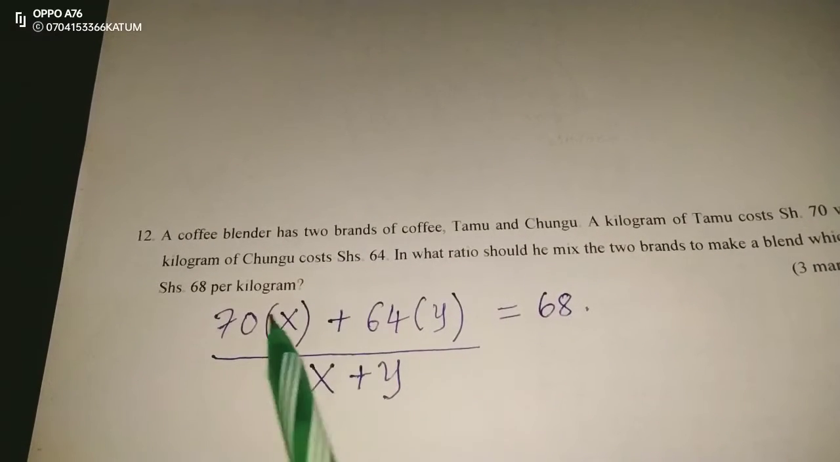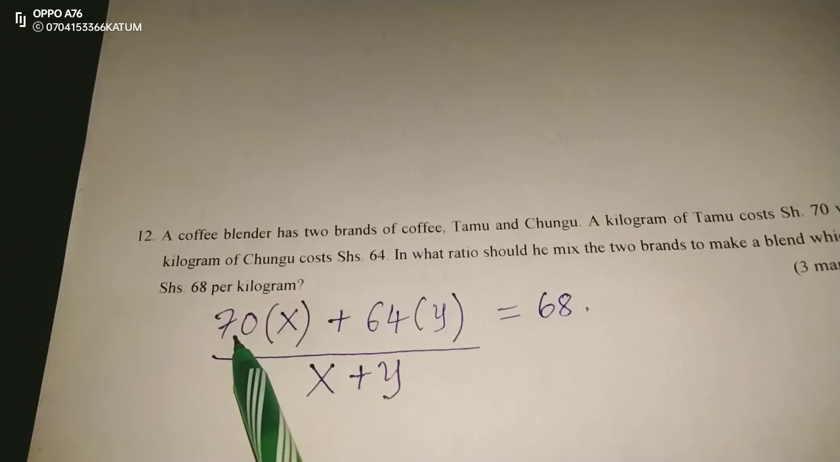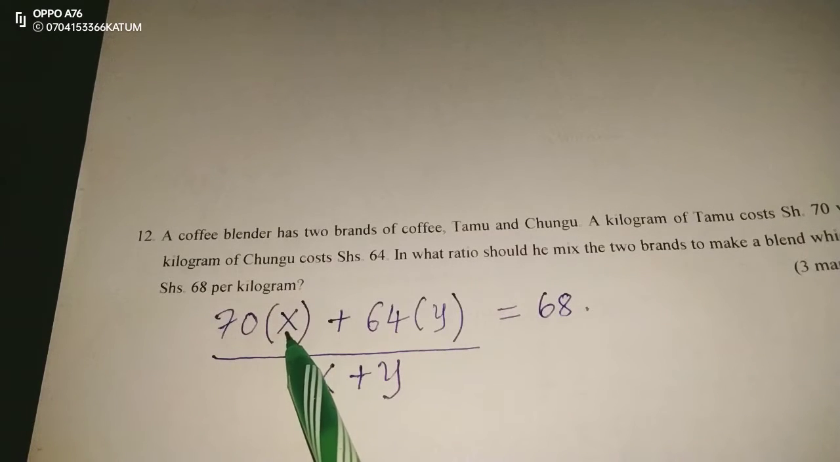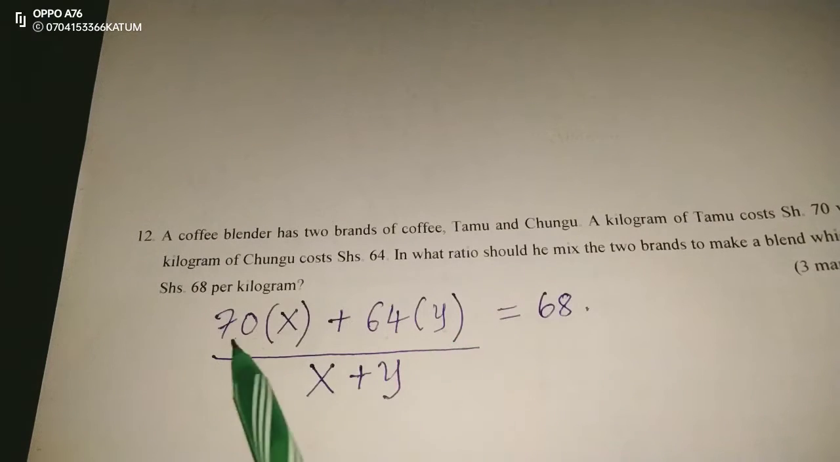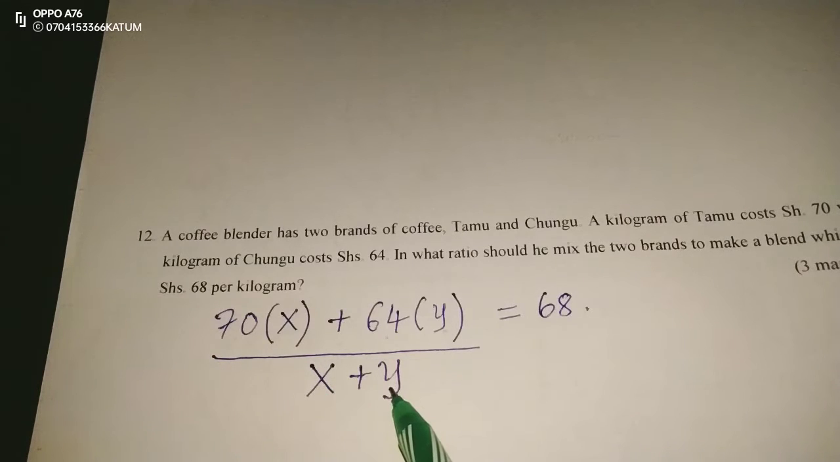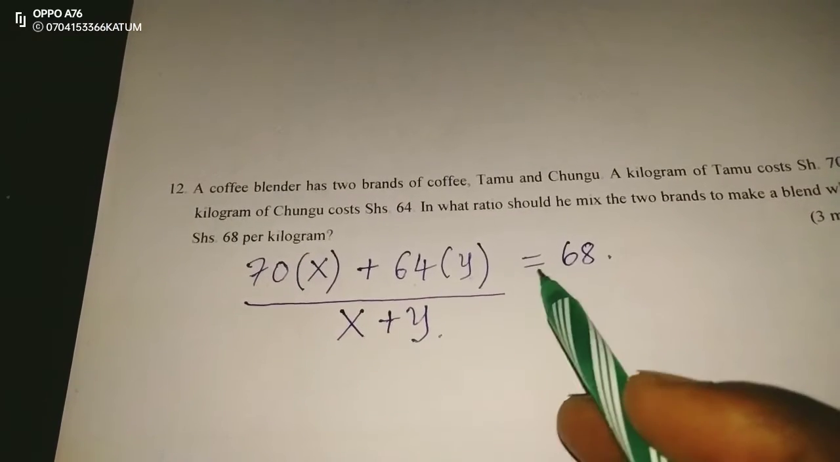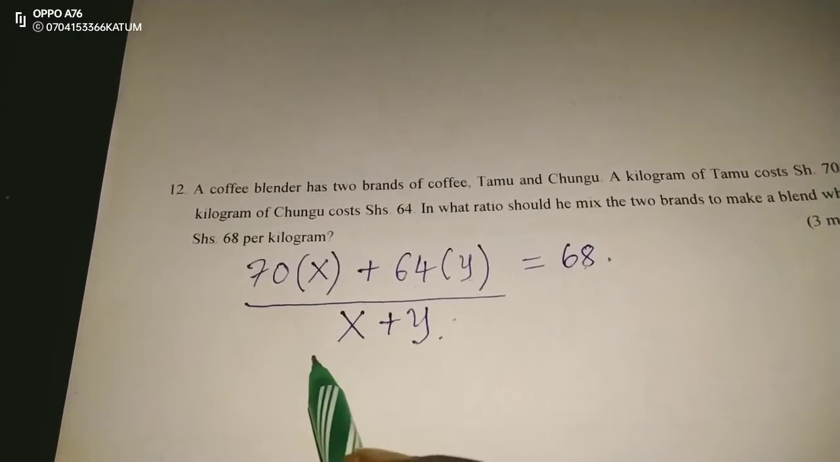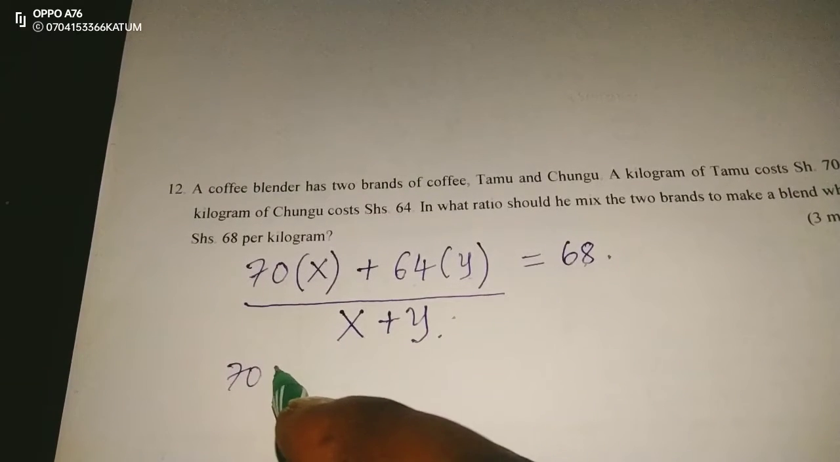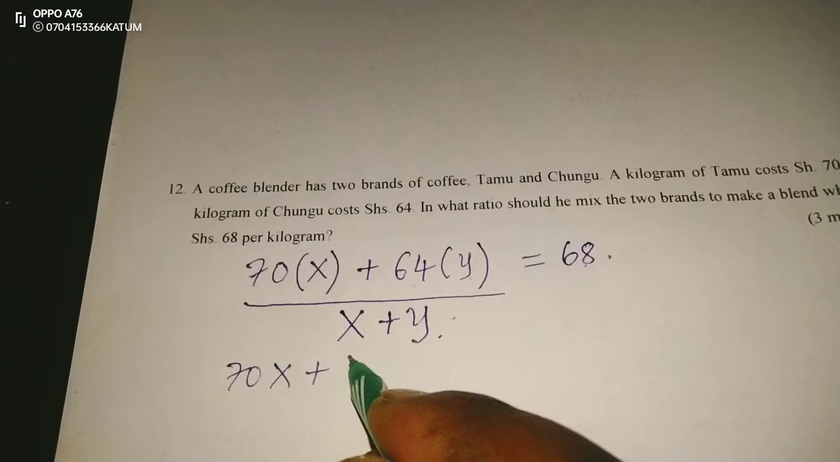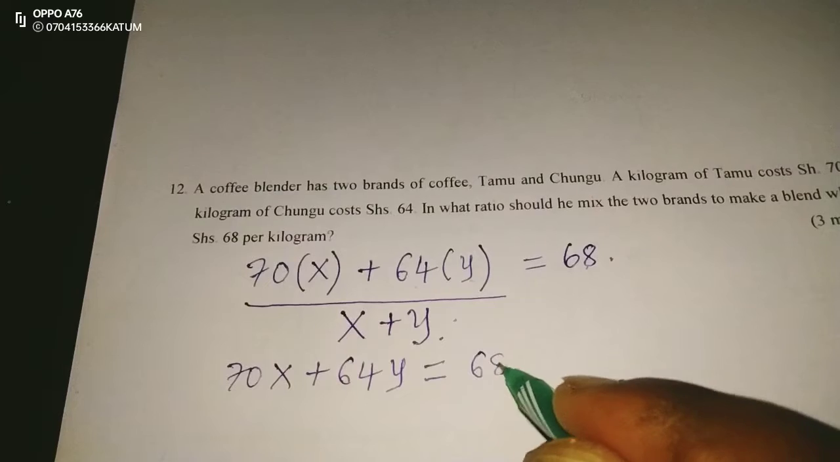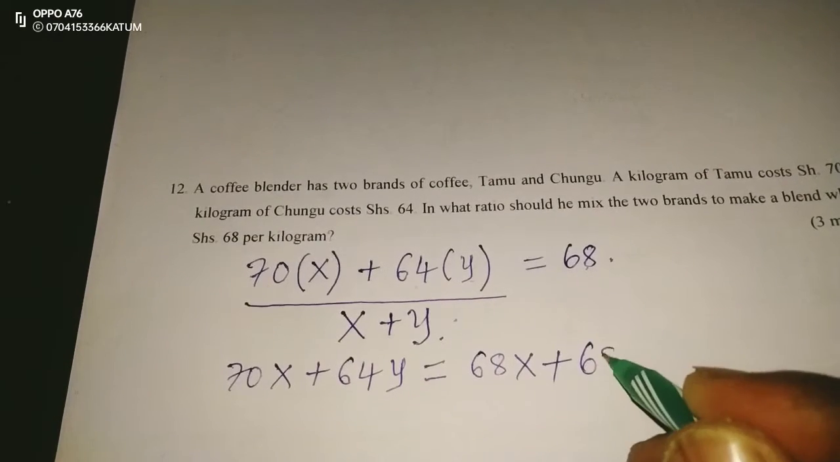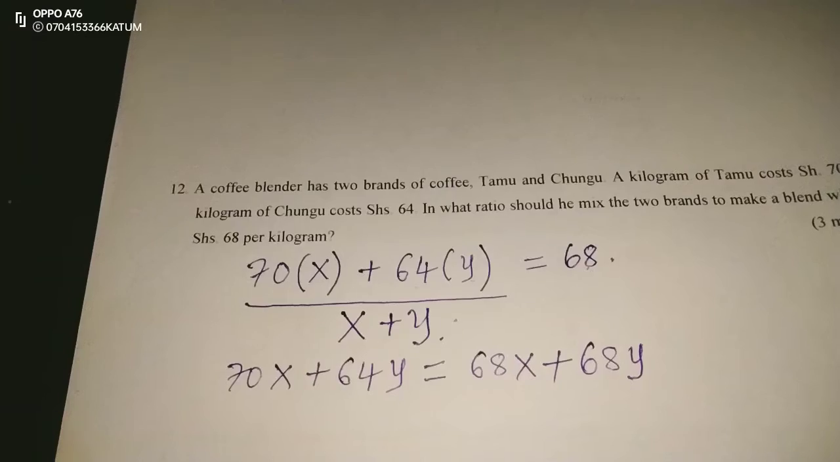So what I have is the total cost: 70 shillings times X kilograms plus 64 shillings times Y kilograms. Then we divide by the number of kilograms, X plus Y kilograms. We should get 68 per kilogram. So now I can cross multiply, so that 68 multiplies with the denominator here. I'll have 70X plus 64Y, which is equivalent to 68X plus 68Y.